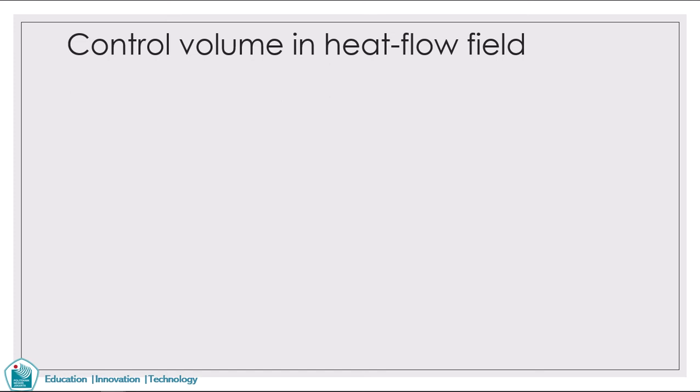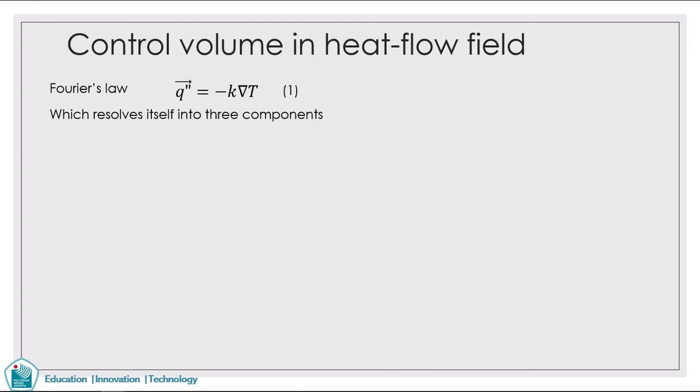First, it's about the control volume in a heat flow field. And I would like to remind you again about Fourier's law. Fourier's law can be written as this term, equation 1. In three-dimensional Cartesian coordinates, we will have q double prime as q double prime x, q double prime y, and q double prime z.